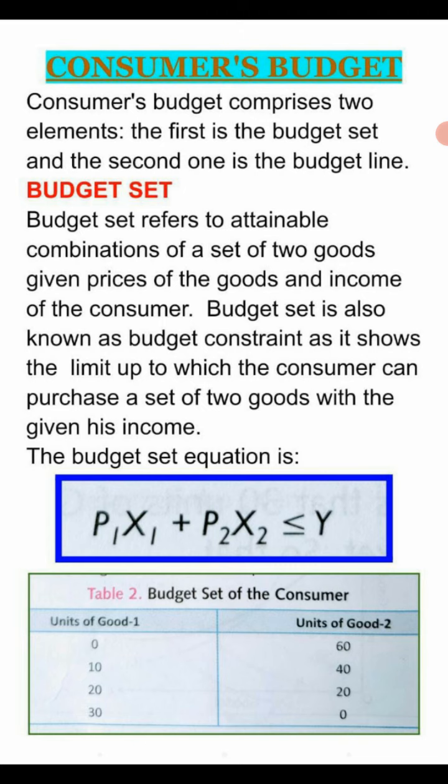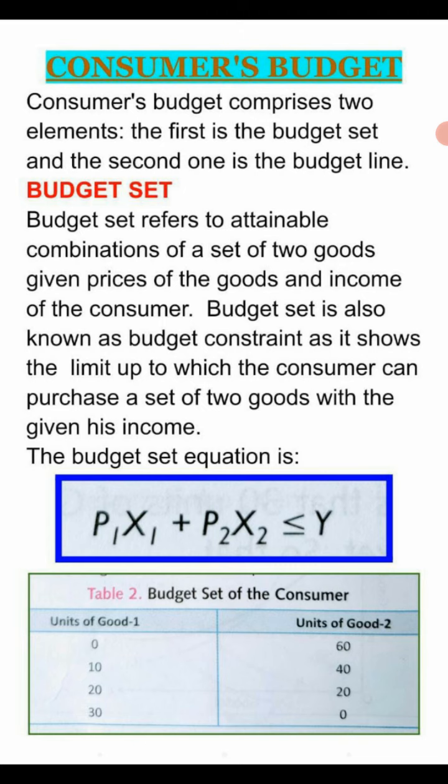Now the next topic is the consumer's budget, and in the consumer's budget we study two concepts, the budget set and the budget line. Initially we will discuss the budget set. So what is the budget set? It refers to the attainable combinations of a set of two goods given the prices of the goods and the income of the consumer. That means the budget set is the combination of two goods in reference to the income of the consumer and the prices of the goods.